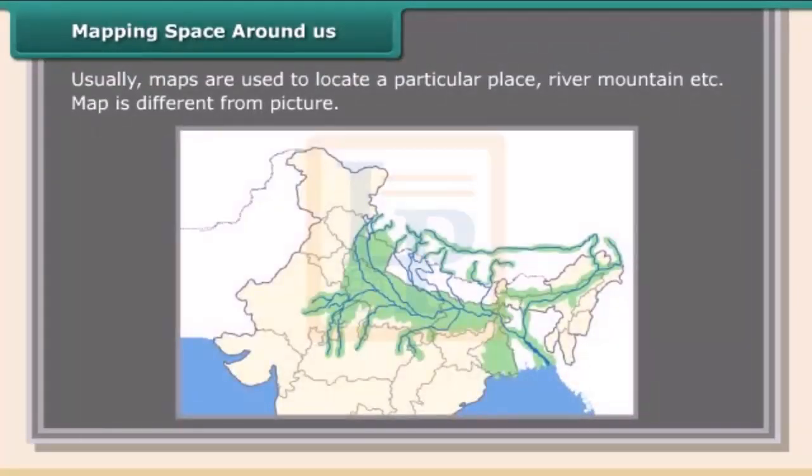Mapping space around us. Usually maps are used to locate a particular place, river, mountain, etc. A map is different from a picture. This map is drawn by Radha. In this map, the route from her house to her uncle's house is shown. How far is Radha's house from her uncle's house? From this map, it is very difficult to find which place is near Radha's house. We do not know the distance between circles. So there is lack of information. We cannot answer the questions.